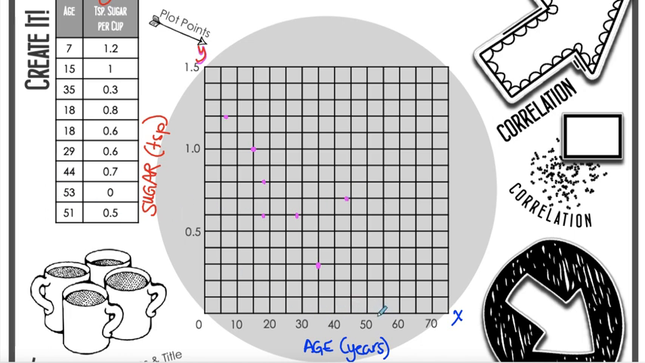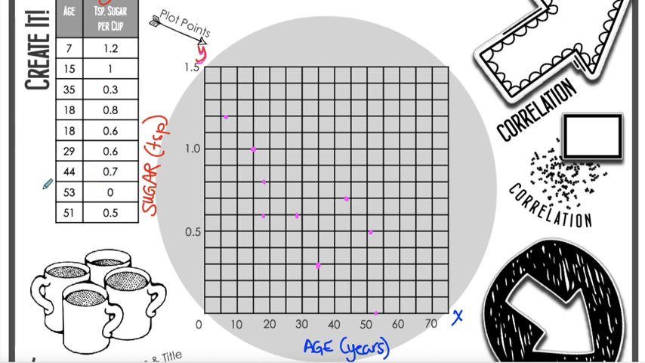Over to 53, and 0. So I'm not going to go up at all. So I'm going to stay right on that x-axis where I think 53 might be. So maybe about here-ish. And 51, and I'm going up to 0.5. So I should have 9 dots. Let's count here. 1, 2, 3, 4, 5, 6, 7, 8, 9. Yes. Okay. So I know that I plotted those correctly.